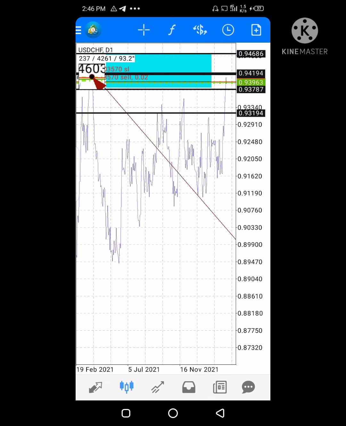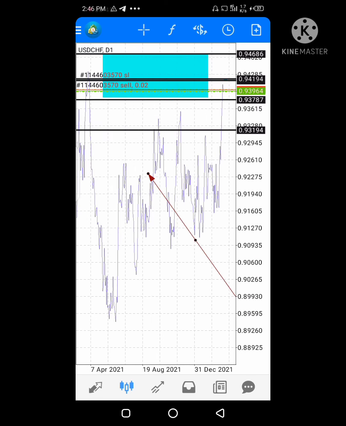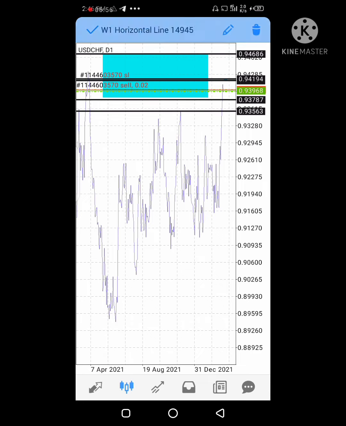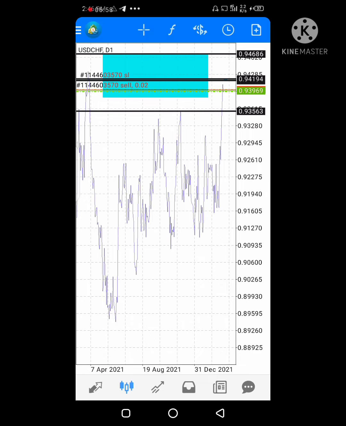So between this fall and this expected fall, we're going to look for the highest peak, the closest peak, and the closest highest peak is this one for daily. So we're going to put a line here to mark it. Then we're going to go to 4 hours.